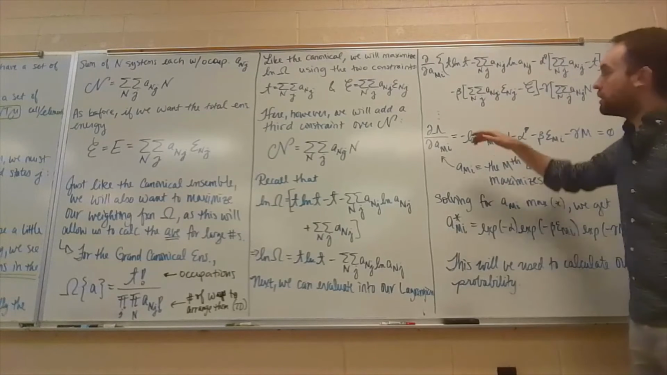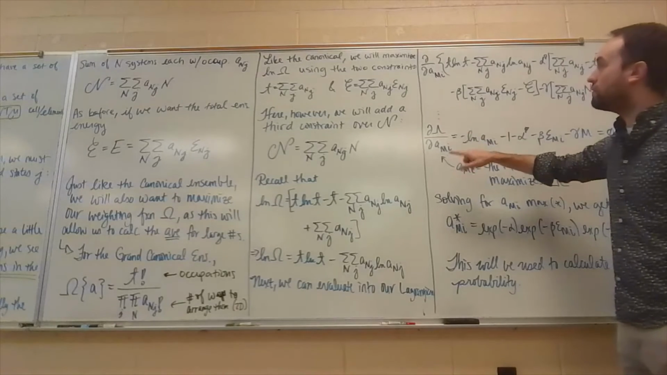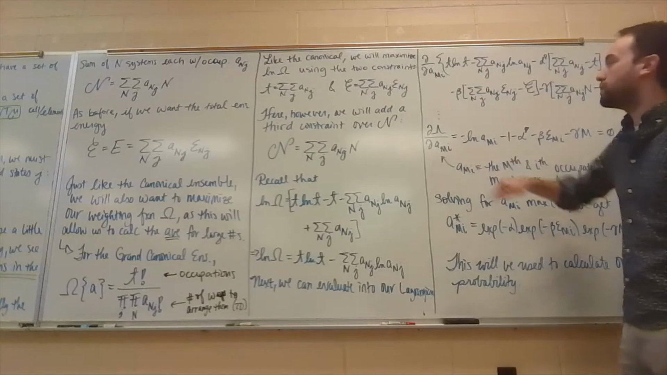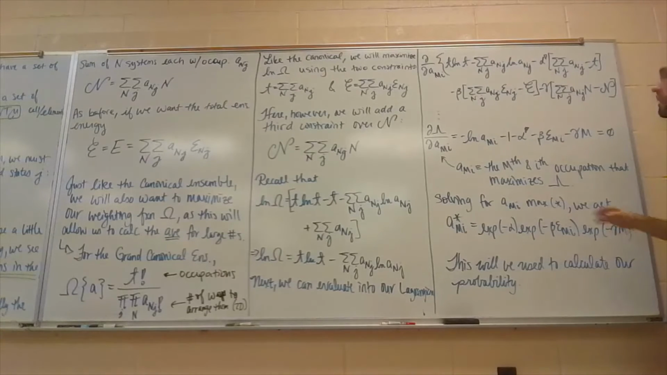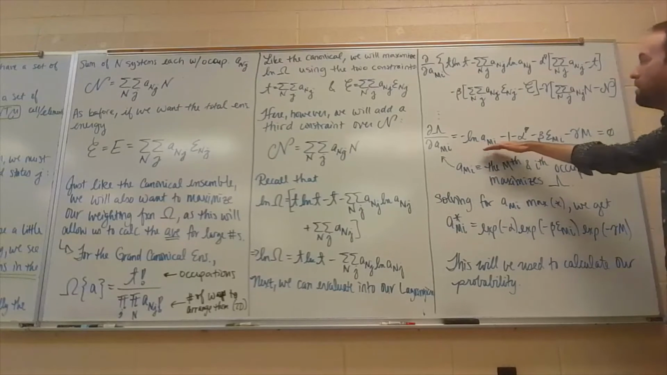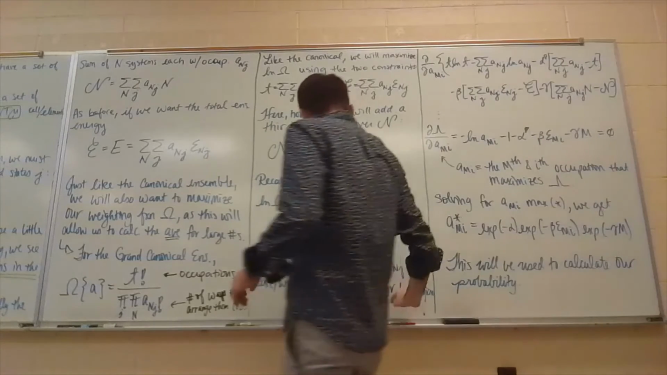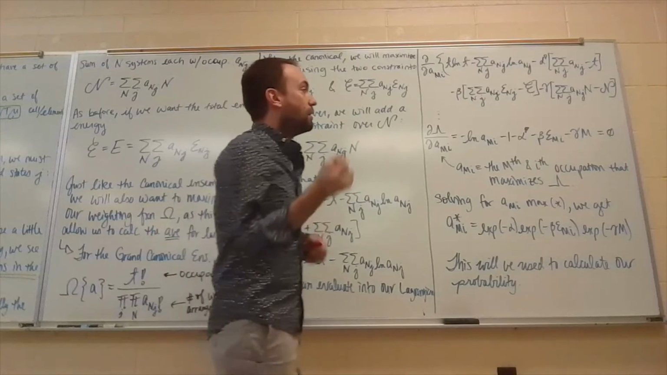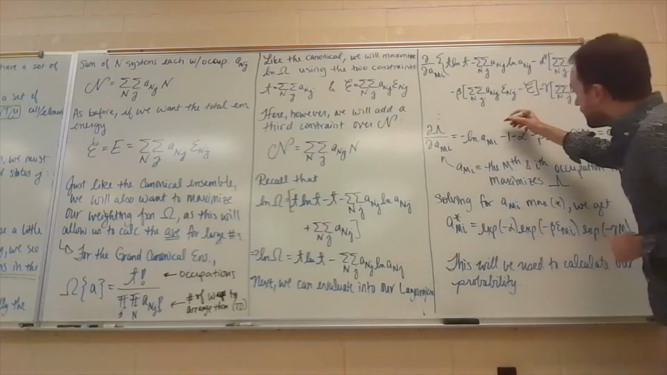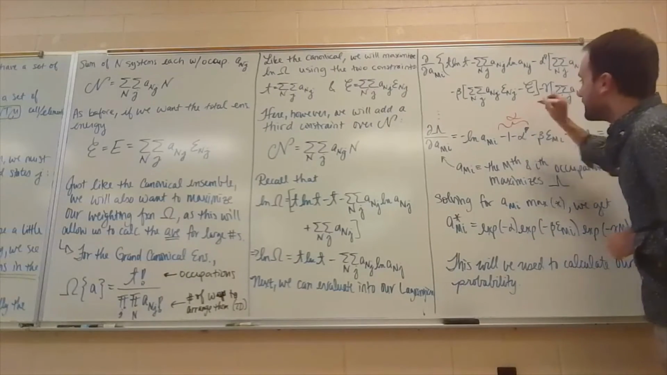After a little bit of work, we end up with the partial derivative of my Lagrangian with respect to A sub Mj is equal to negative ln of A sub Mj minus 1 minus alpha prime minus beta E sub Mj minus gamma M. We set that equal to 0. And one thing that I want to point out is that if I group these together, that is my alpha.